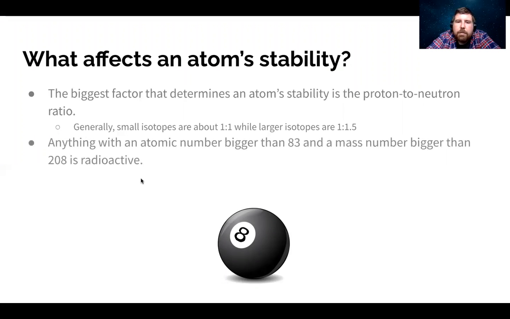Anything that has an atomic number that is bigger than 83 or a mass number bigger than 208 is radioactive. There's no getting around this. The nucleus is just too large.